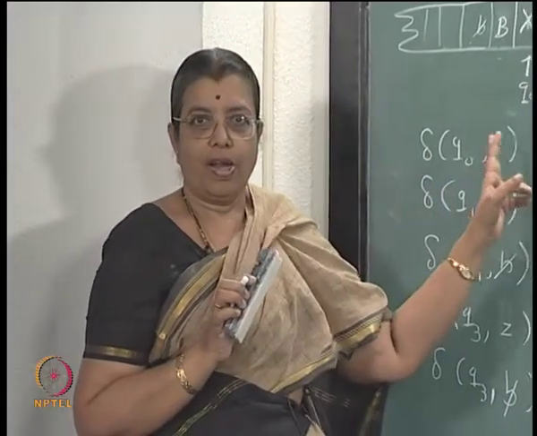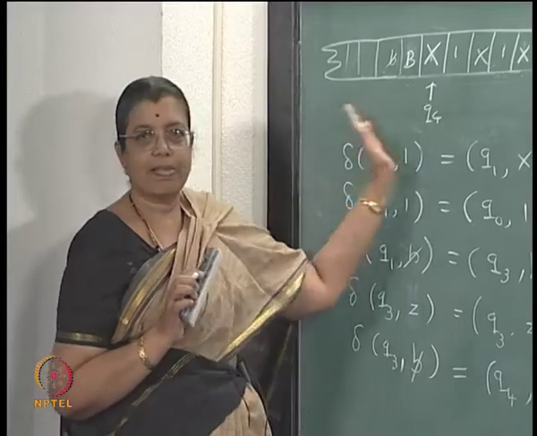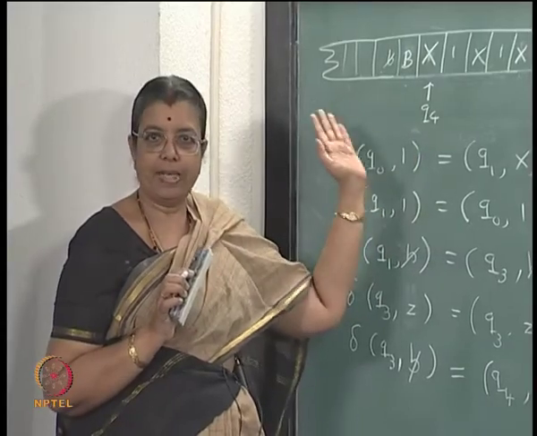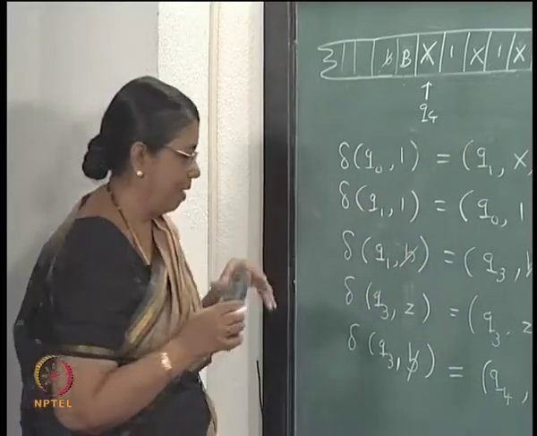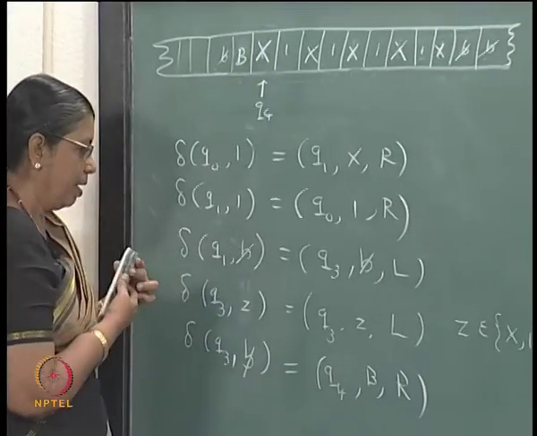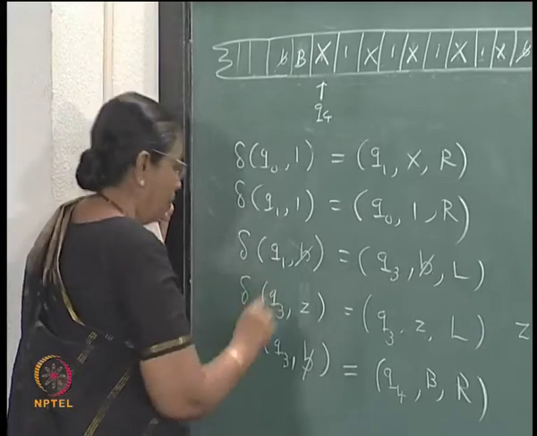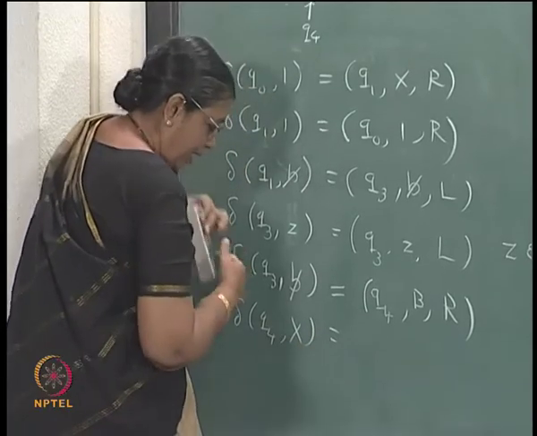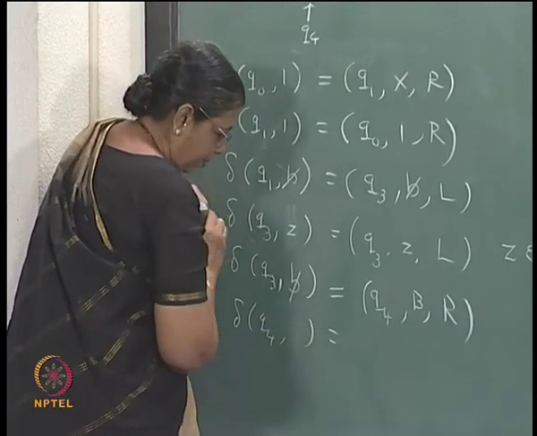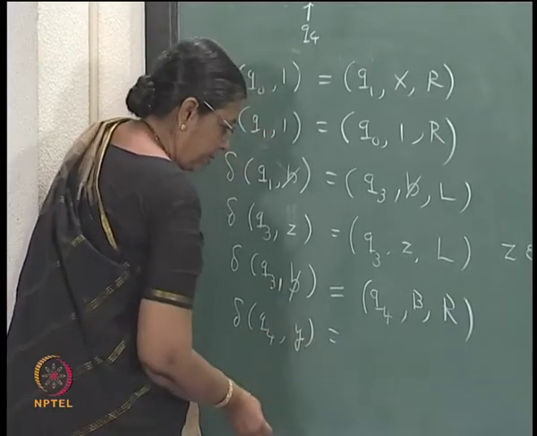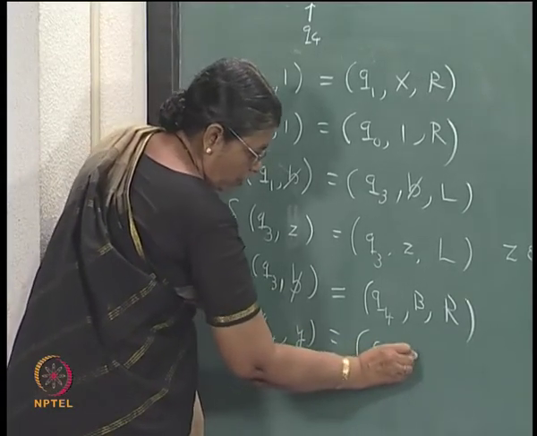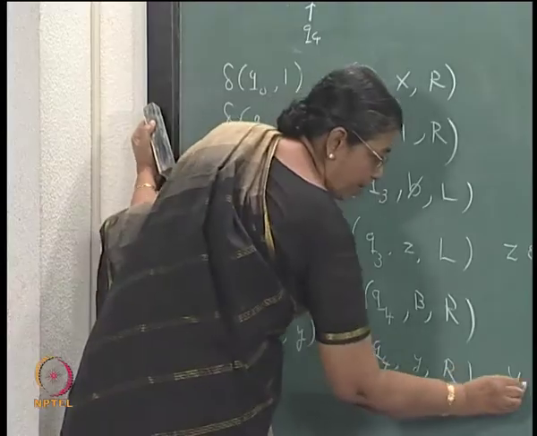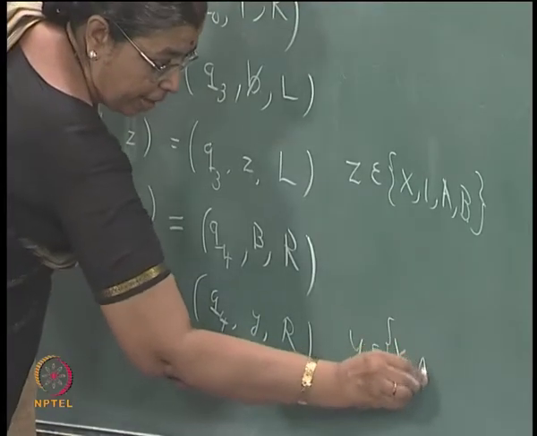In Q4, it has to cross some x's. In Q4 it will move right, and when it sees the first 1 it starts the second pass. The second pass will be started. So, delta of Q4 x, or not even x, again I will put it as some y, will be Q4 y R. But what is y? y could be an x or an A or a B.